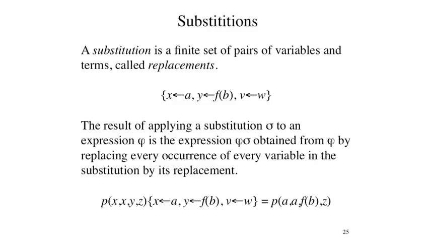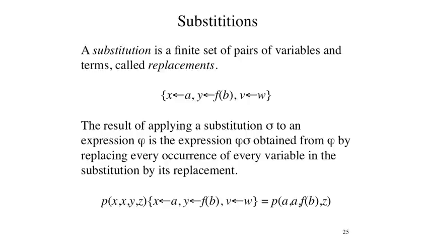In what follows, we'll write substitutions as sets of replacement rules, like the one shown here. In each rule, the variable to which the arrow is pointing is to be replaced by the term from which the arrow is pointing. In this case, x is to be replaced by a, y is to be replaced by f of b, and v is to be replaced by w.